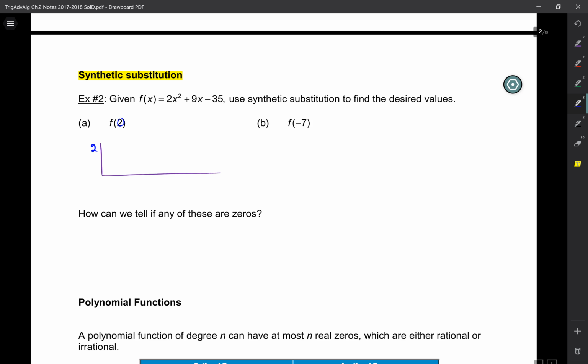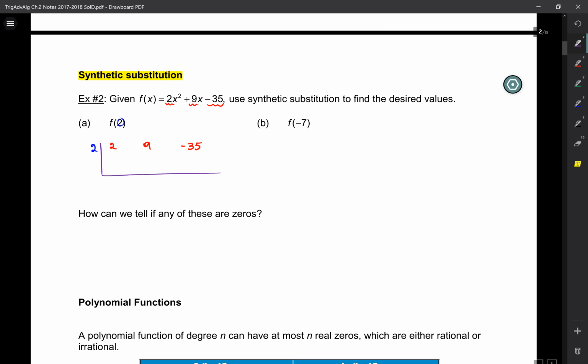Now, what I put in here are the coefficients of these. The coefficients, that's a positive 2, a positive 9. You put 0 if there is an exponent missing, if it jumps 1. And then here, it's negative 35.